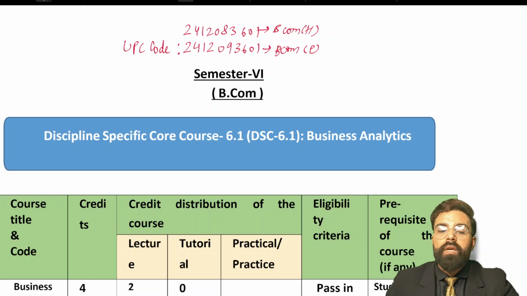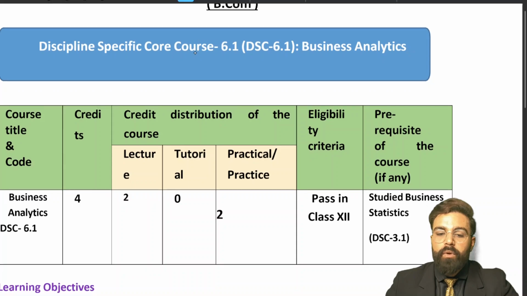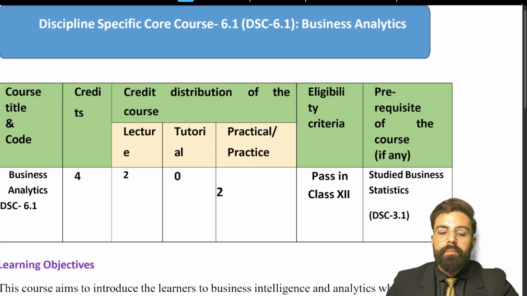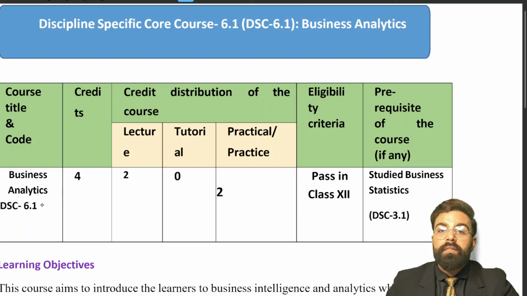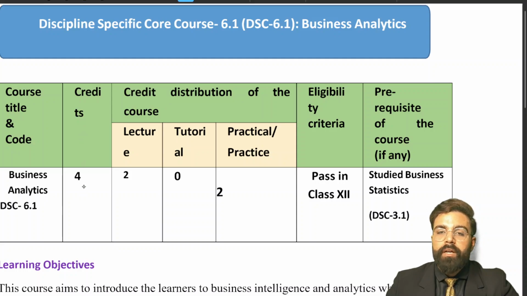Now you can see the syllabus curriculum. We have a discipline specific course where you can see the course title and the code, which is Business Analytics and DSC 6.1. Here you can see the credits, which is allocated 4. As you know, a DSC paper always has 4 credit points. Now this 4 credit points is divided into two parts: lecture 2, practical component 2, right?